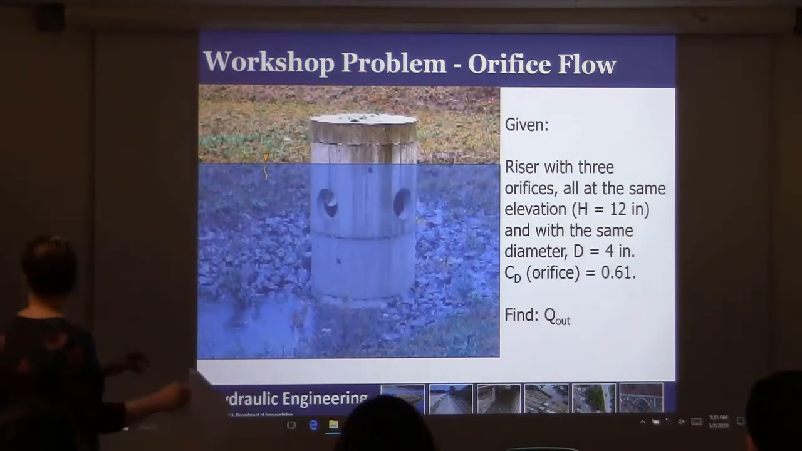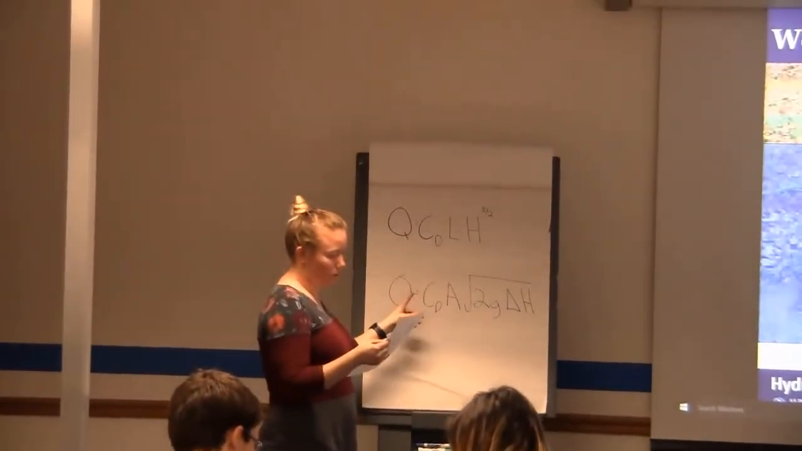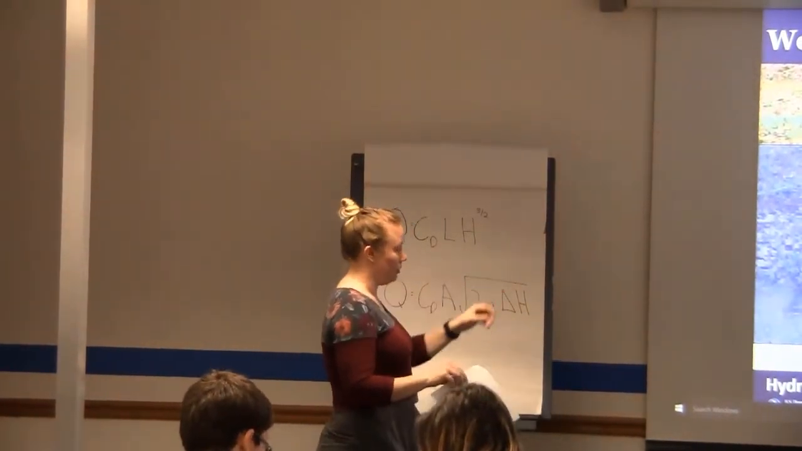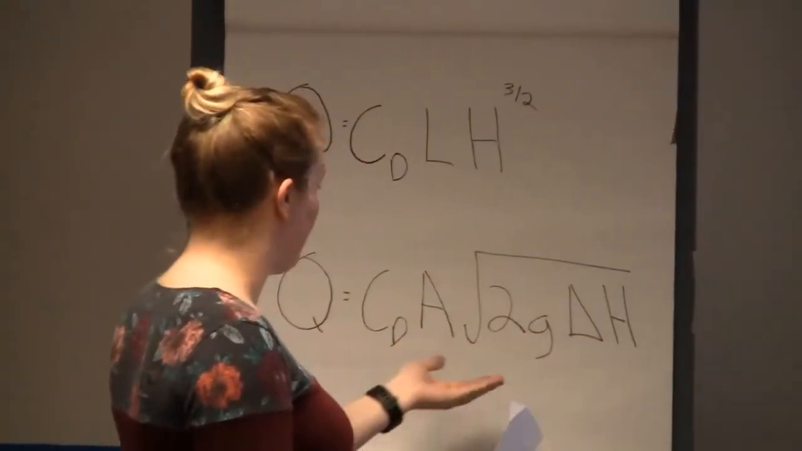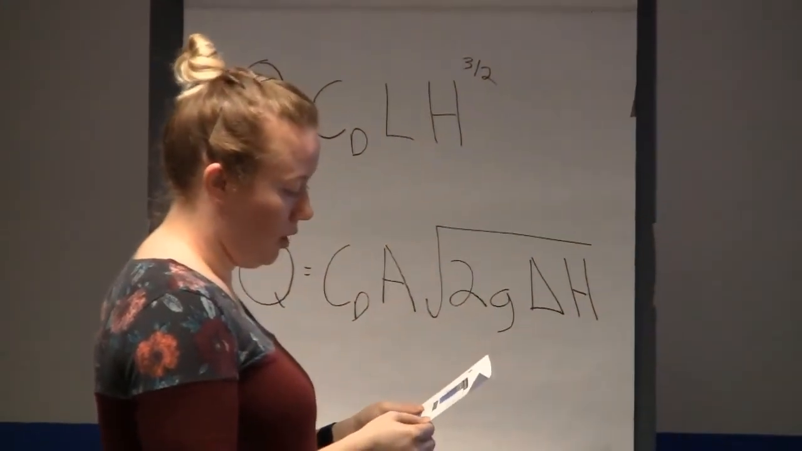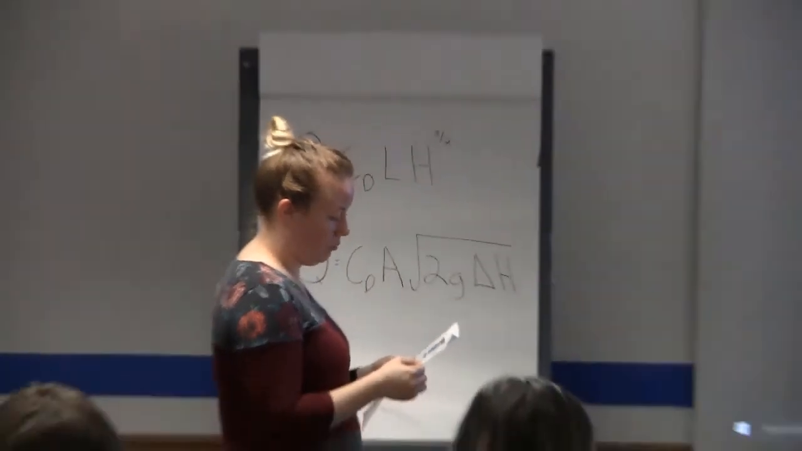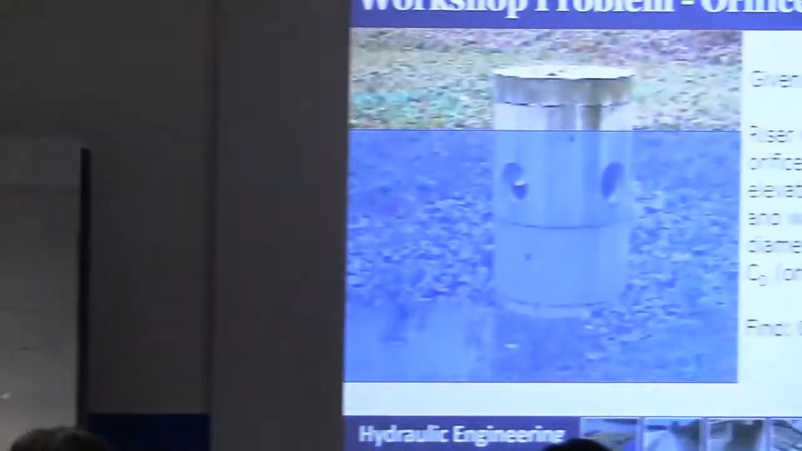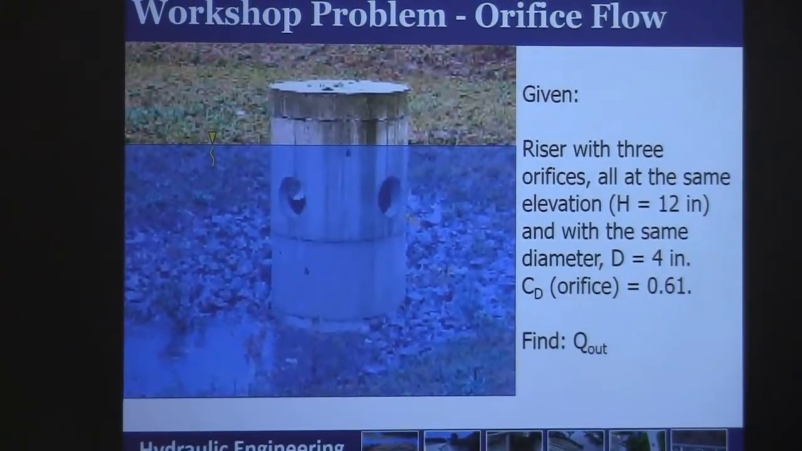So then you use this equation with your CD, 0.61, and then the area that you get from all 3 of the holes. And then you do your gravity and plug it in with 1 foot as your HD. And then you should get 1.28 CFS. Does that sound okay? Getting a lot of nods. So, Katie, thank you very much.